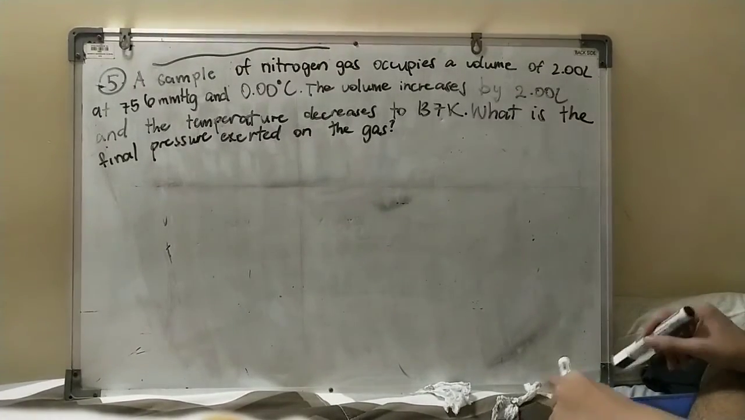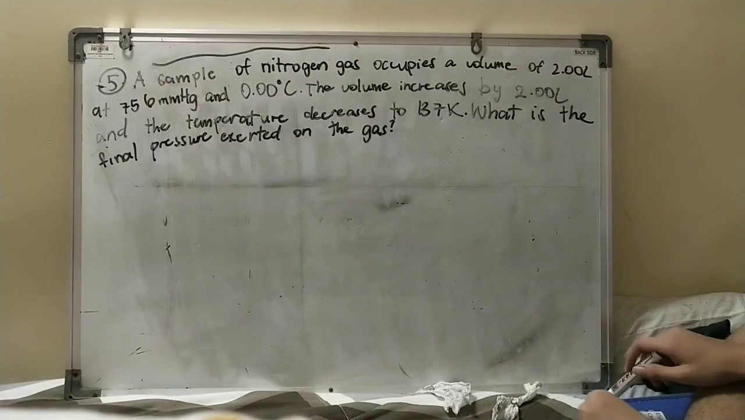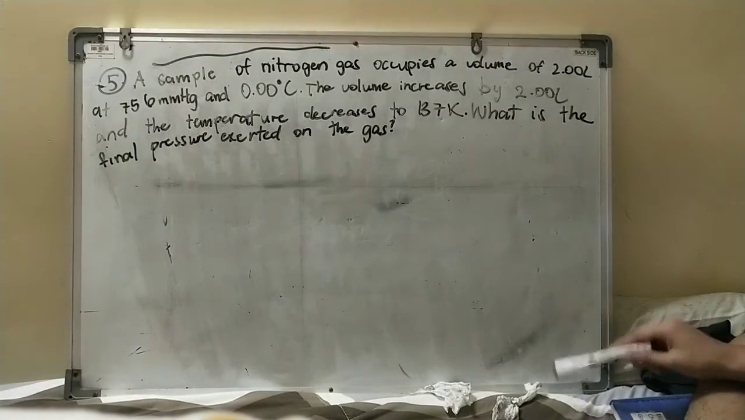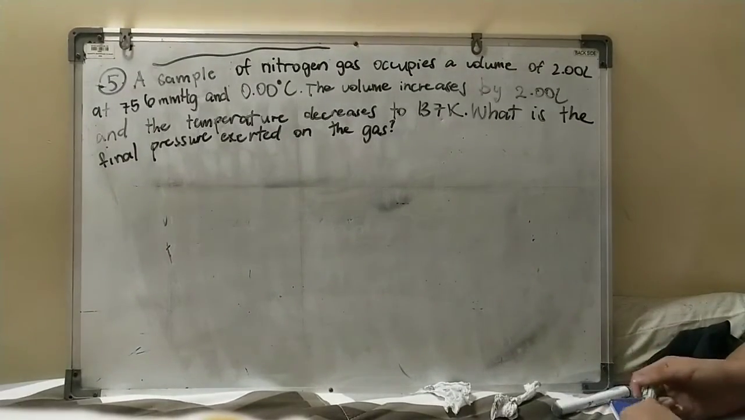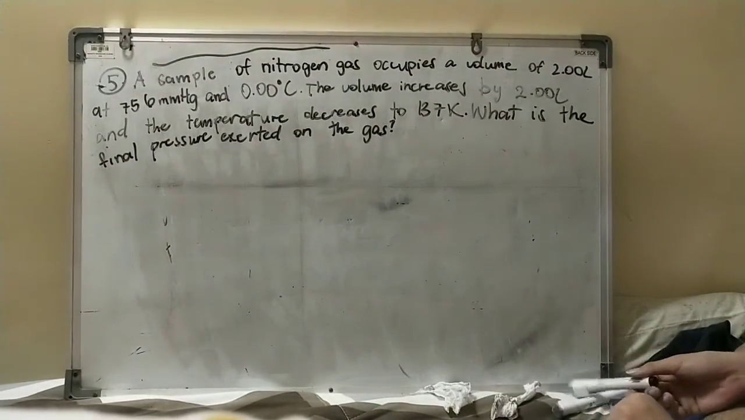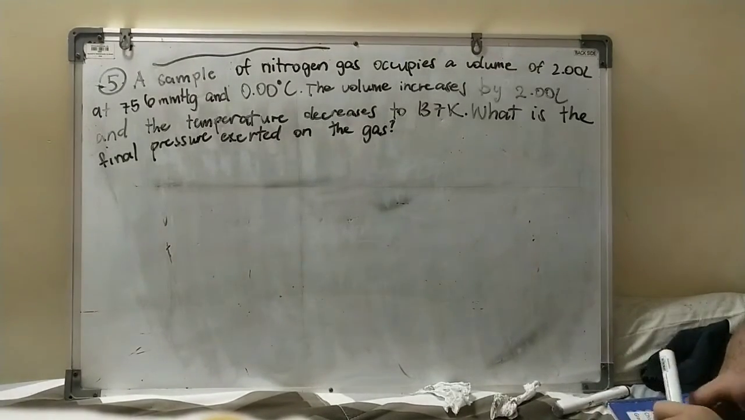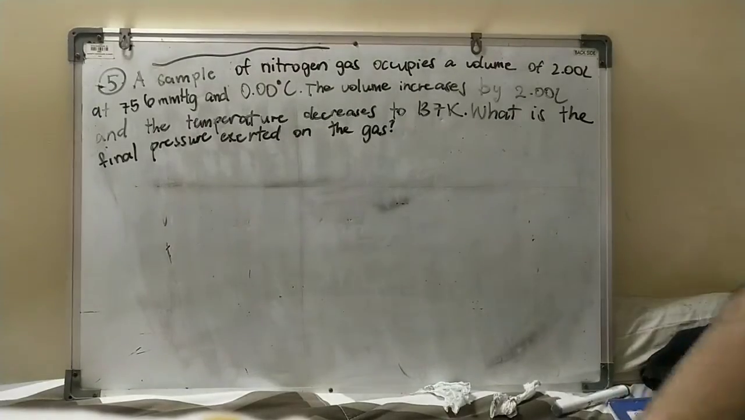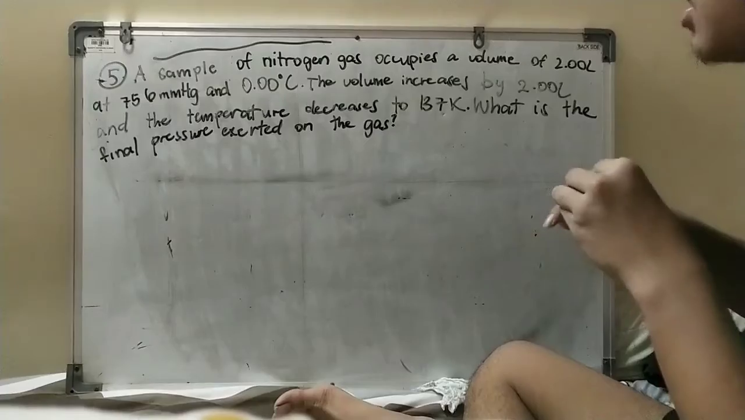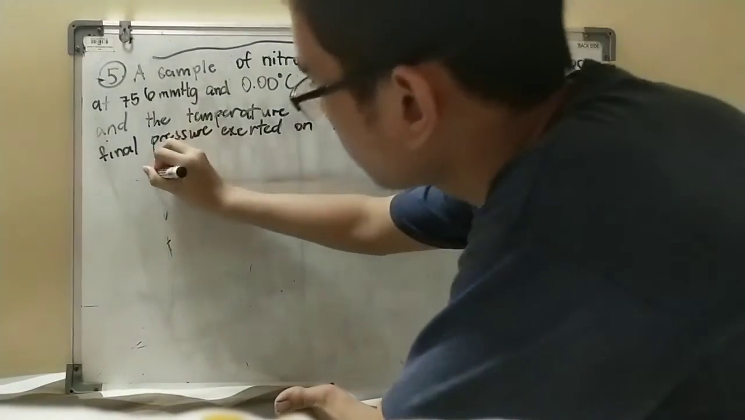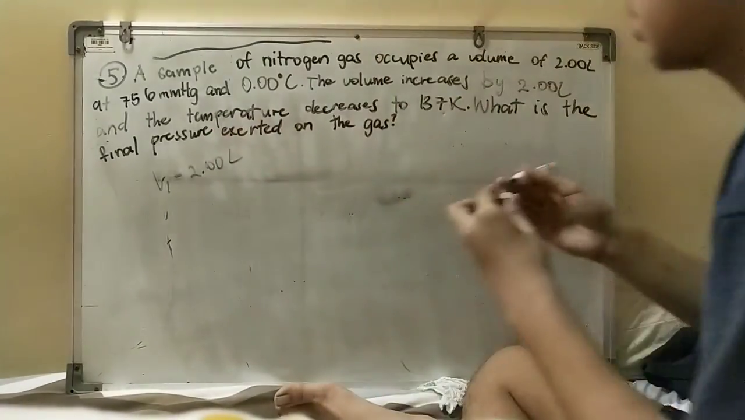A sample of nitrogen gas occupies a volume of 2.00 liters at 756 mmHg and 0.00 degrees Celsius. The volume increases by 2.00 liters and the temperature decreases to 137 Kelvin. What is the final pressure exerted on the gas? So again, we need to list down all of the values we see in the problem. So our volume 1 is 2.00 liters.